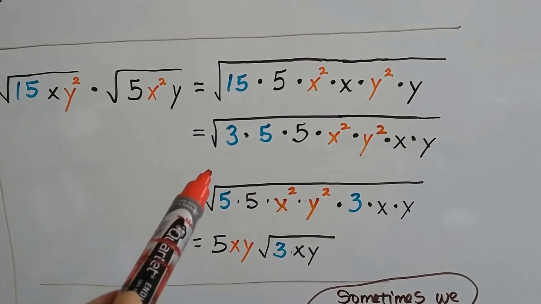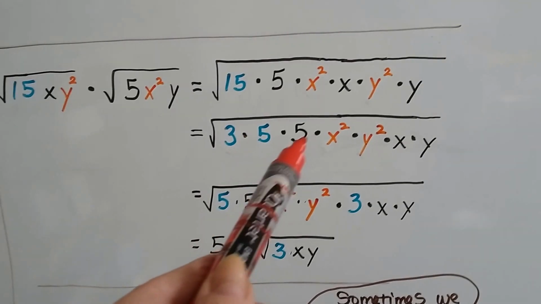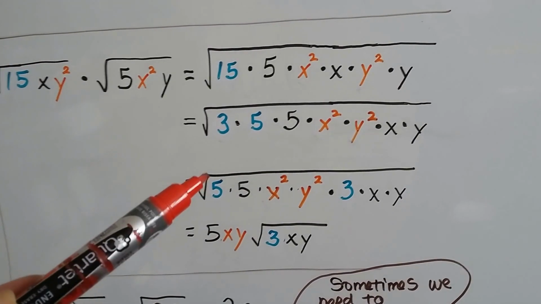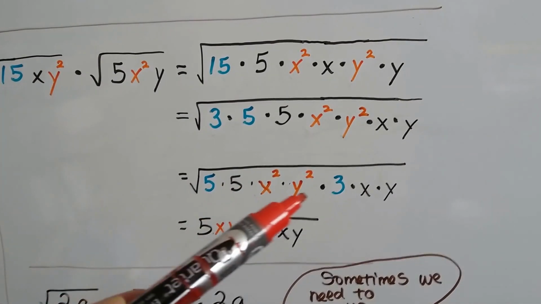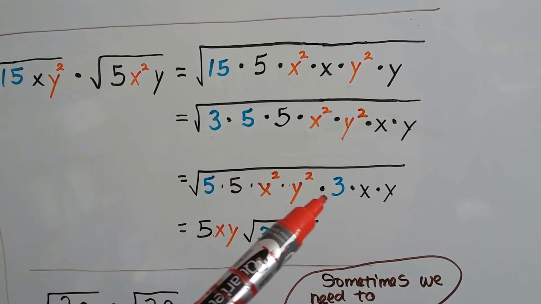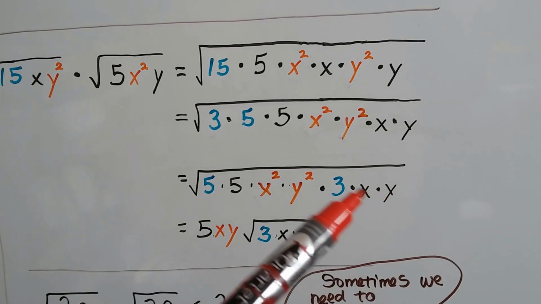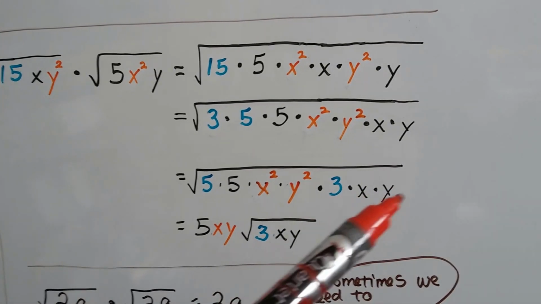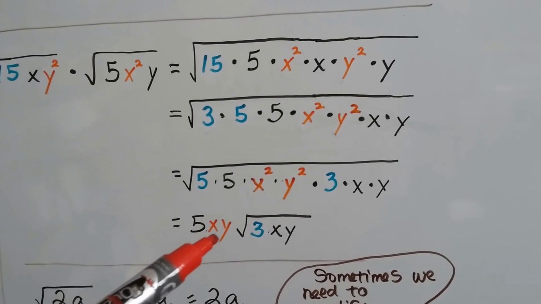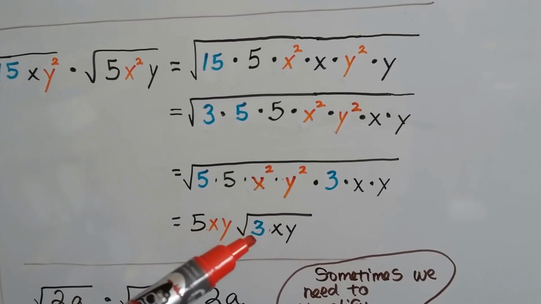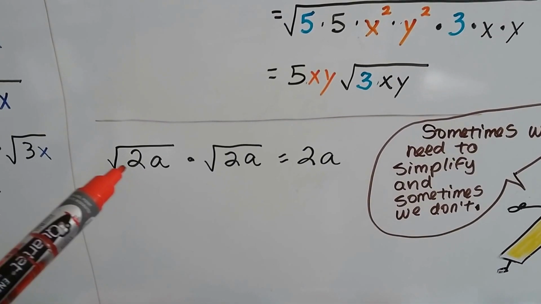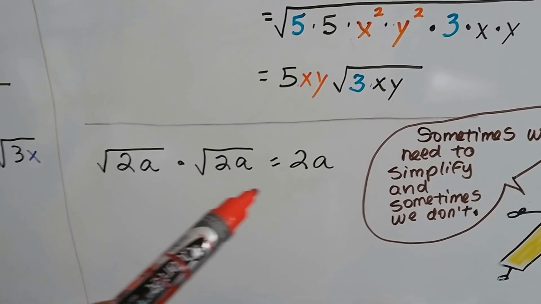And this 15 can be broken up into a 3 times 5. Now look, we've got a pair. We've got a 5 and a 5. So what we can do is rewrite it again. We'll put the two 5s together with the two variables that have a square together. And because 3 is not a perfect square and these are alone with no exponents, exponent of 1, what we end up with is we pull one of these down, one of those down, one of those down, and we've got 5xy and the square root of 3xy. See? When you see something like the square root of 2a times the square root of 2a, it just equals 2a.